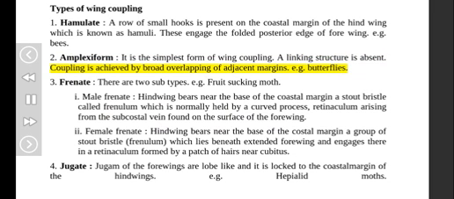E.g. butterflies. 3. Frenate. There are 2 subtypes, e.g. fruit-sucking moth. I. Male frenate. The hindwing bears, near the base of the costal margin, a stout bristle called the frenulum, which is normally held by a curved process, the retinaculum, arising from the subcostal vein on the surface of the forewing.